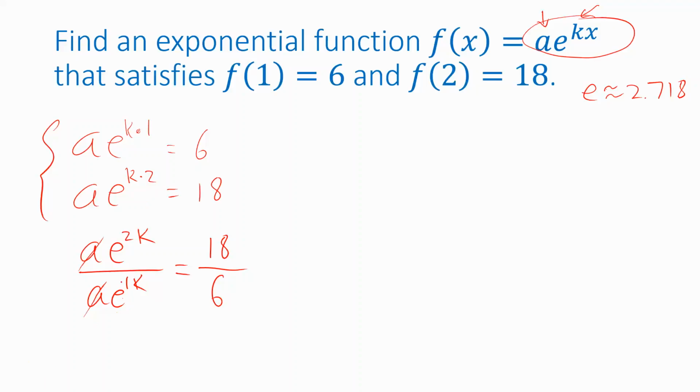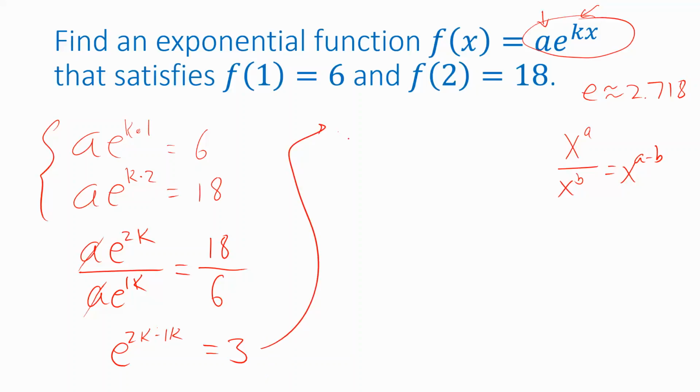And we can also do a little bit of simplifying with the exponential term. Remember, there's a property, if I have x to the a over x to the b, that can be rewritten as x to the a minus b. So if I do that on the left side here, e to the something divided by e to the something, that can be written as e to the difference, 2k minus 1k. On the right side, 18 divided by 6 simplifies to 3. Okay, now we can simplify some more. 2k minus 1k is just k.